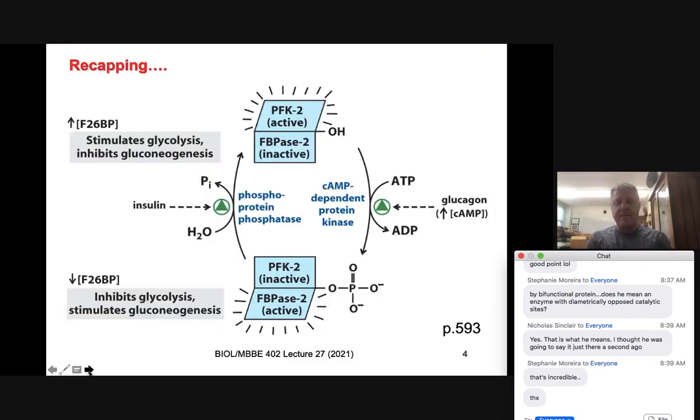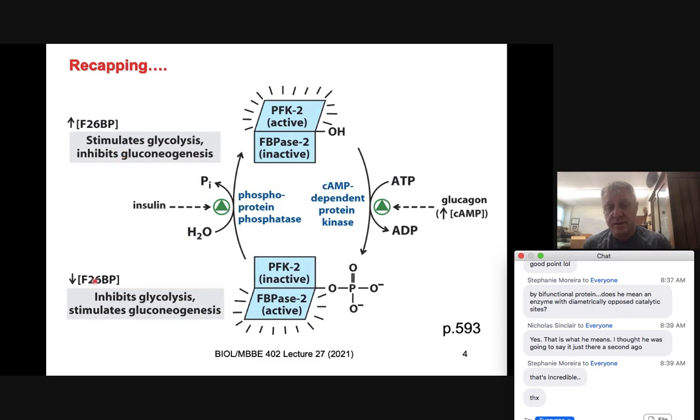So let's recap. And I know I keep going through the situation because it's so important in regards to its regulation. Here we have glucagon, we have insulin, both playing a role, but through the process of phosphorylation of this Janus molecule. So in this case, the dephosphorylation of the active one here, in regards to the displacement using molecular water, is a positive in regards to insulin. This is stimulating glycolysis but inhibiting gluconeogenesis.